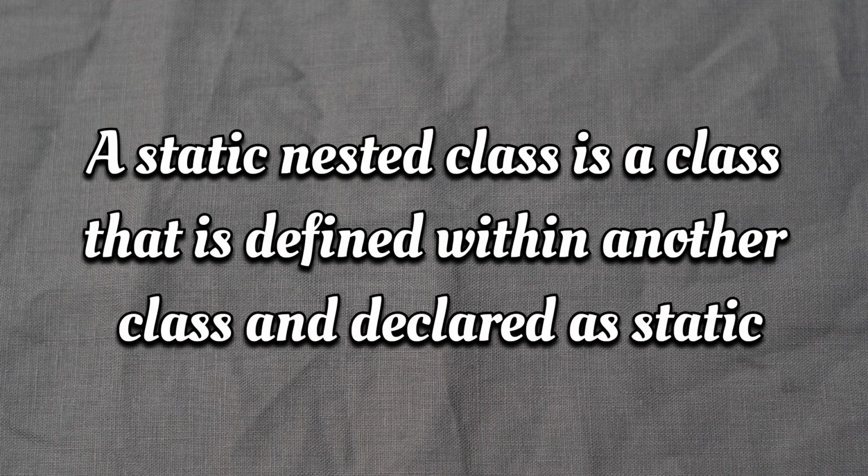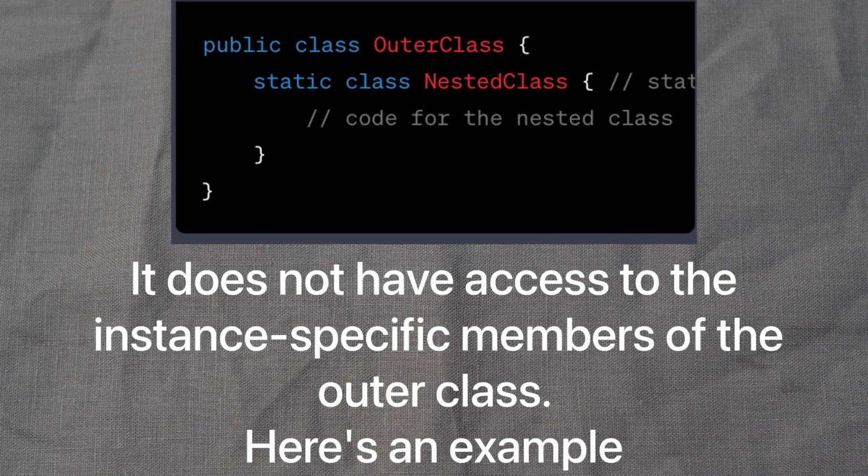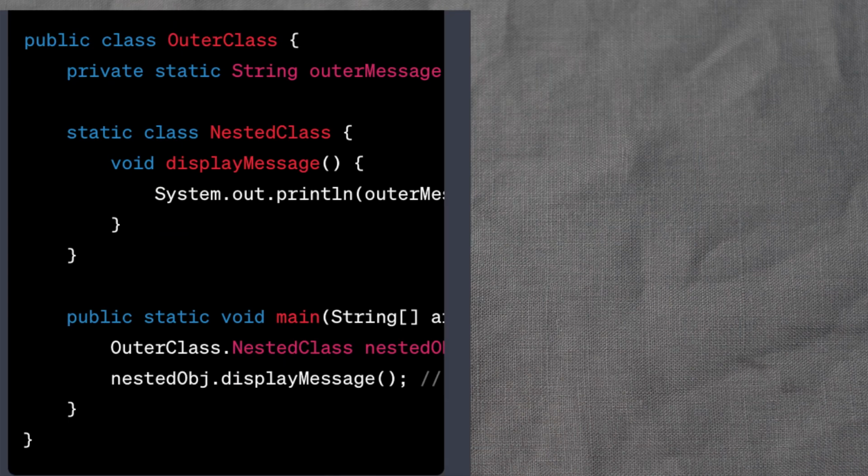A static nested class is a class that is defined within another class and declared as static. In the above example, the nested class is a static nested class, and it can be instantiated without an instance of the outer class. In this example, we have an outer class with a static nested class.